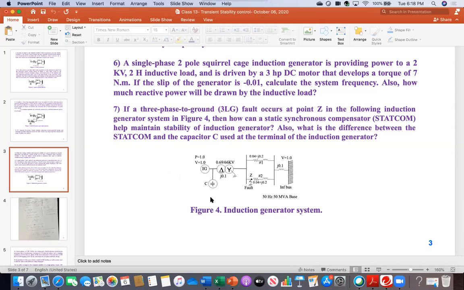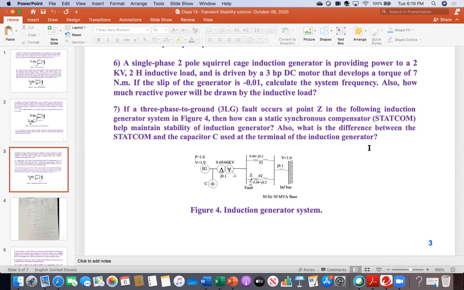I mean, of course, it is working. It has a role during fault condition, but it is not enough because it is fixed in design and does not have any controller. So it is not adaptive. It is not adaptable to the changing situation of the network. That's why you are putting STATCOM.